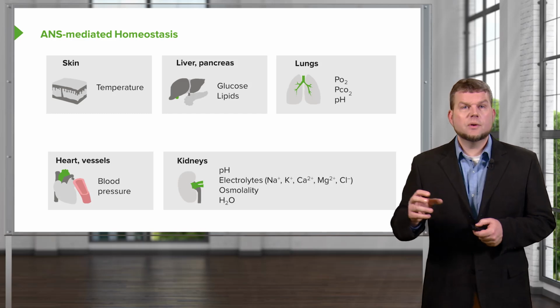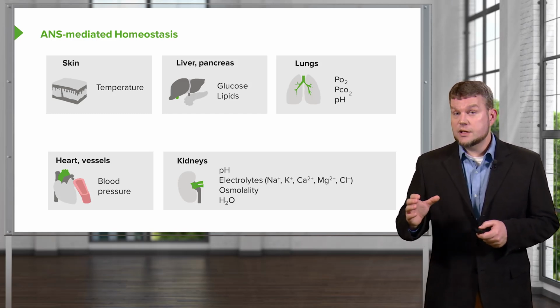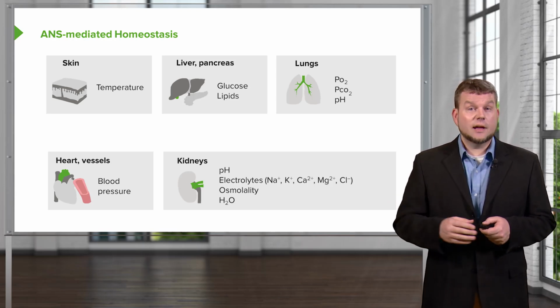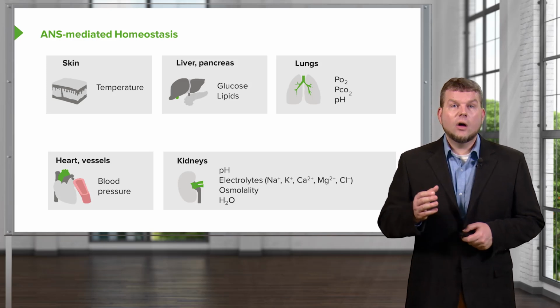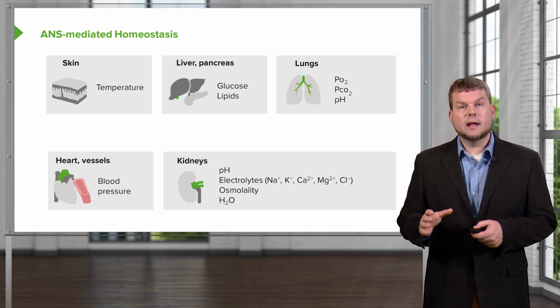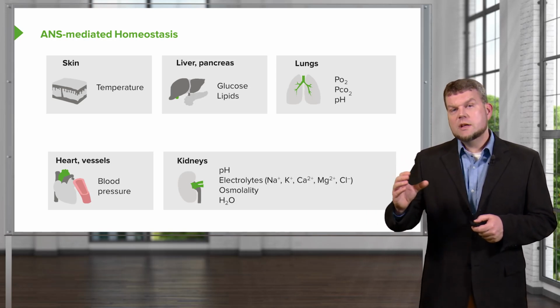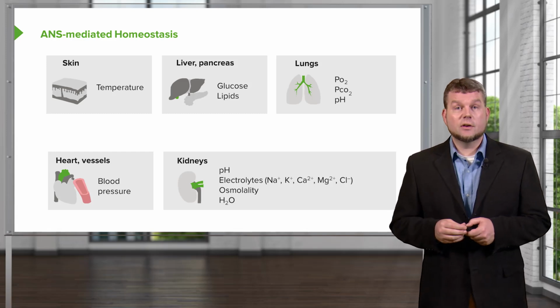The kidneys are also under ANS-mediated homeostatic control. Things like pH, sodium levels and other electrolytes, osmolality, even total body water. All of these items are being constantly regulated throughout the body, and minuscule and large changes are occurring because of the autonomic nervous system.